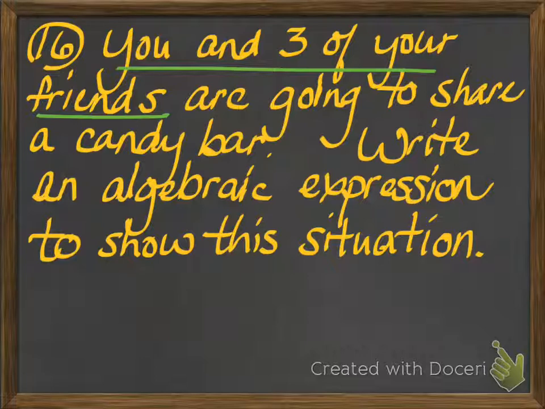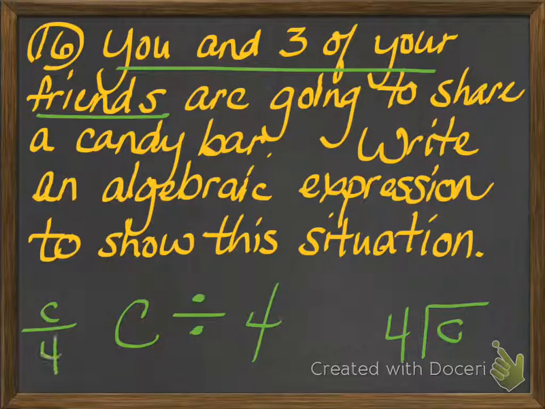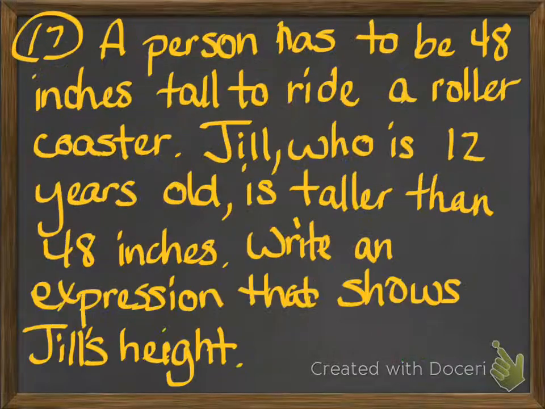We don't know how big the candy bar is or how much it is. But we could use C as the candy bar, and you're dividing the candy bar between 4 people, you plus 3 of your friends. So it would be C divided by 4. You could do C divided by 4 like a fraction. Okay? And of course you can use any other letter besides C. I just use C for candy bar.